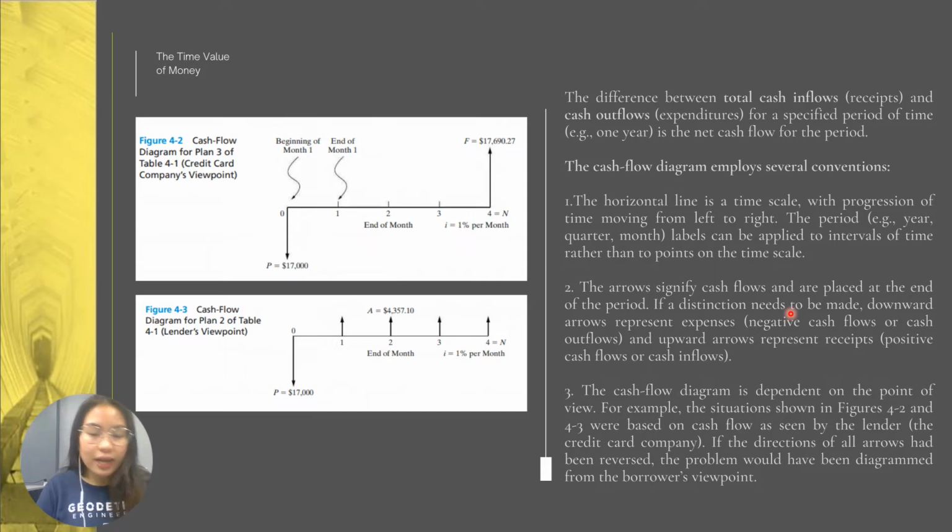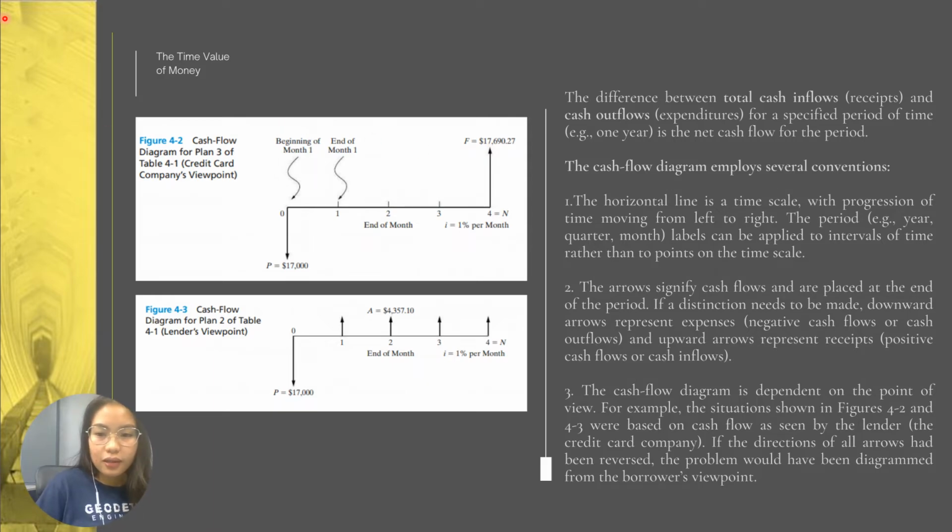First, the horizontal line is a time scale. When you say time scale, it shows the progression of time. We start from the left and then go to the right. The period, we can set up by month, quarter, or year, and you can label it. You can also set intervals of time rather than 2 points on the time scale. For example, the end of period 2 is coincident with the beginning of period 3. So they coincide. When the end of period cash flow convention is used, period numbers are placed at the end of each time interval as illustrated in this.